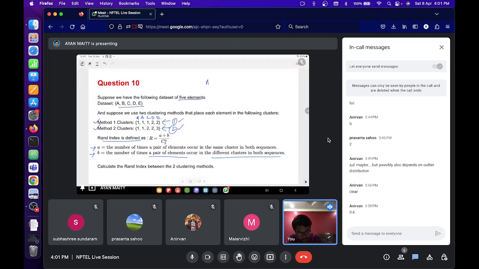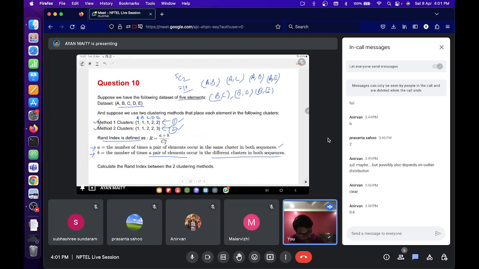So AB is one pair, AC is another pair, AD, AE. Then BC is another pair, BD, BE. That way you have to form all the pairs. And how many pairs should be there? There are 5 elements, so it will be 5C2, a total of 10 pairs can be formed. Now out of those 10 pairs, how many would be in A?